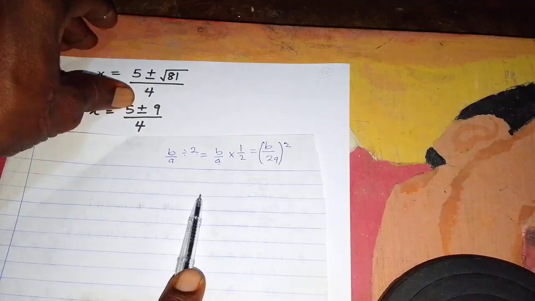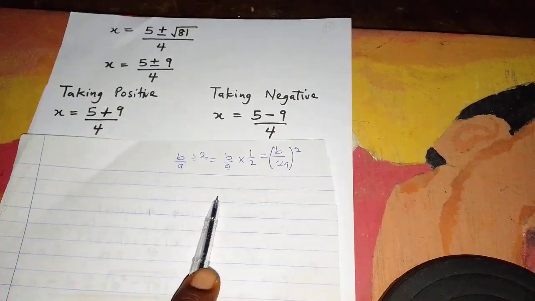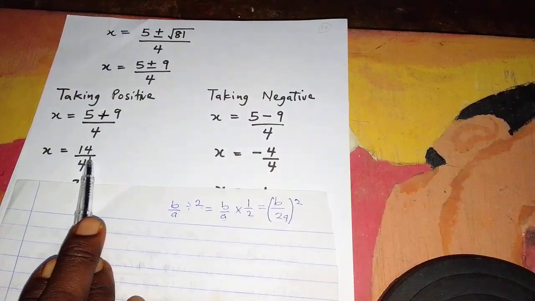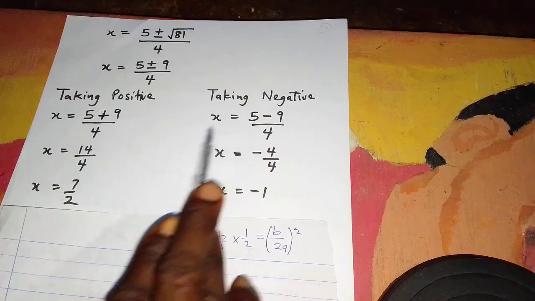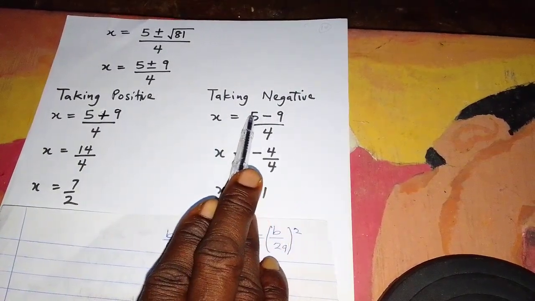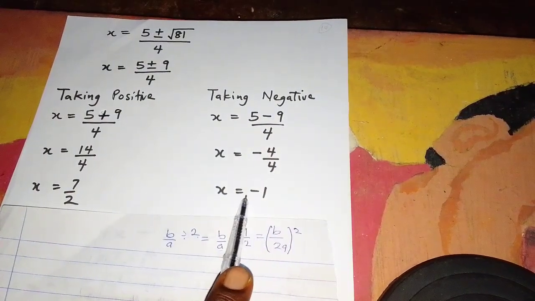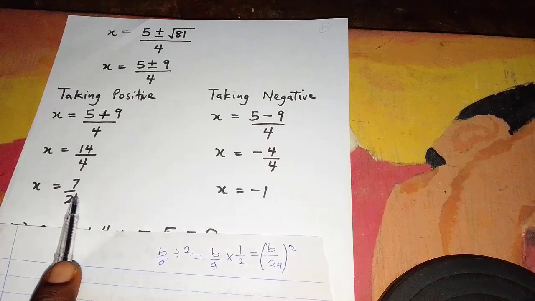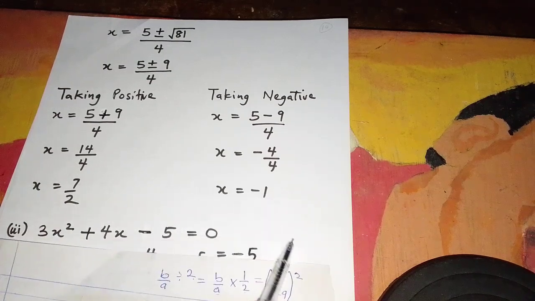Now you are going to solve them separately, taking positive. When you take positive, 5 plus 9 over 4, 5 plus 9 will give us 14 divided by 4, same thing as 7 over 2. Then you take negative, 5 minus 9 over 4. 5 minus 9 is minus 4 divided by 4 will give us minus 1. Therefore, you realize that x is equal to 7 over 2 or minus 1.